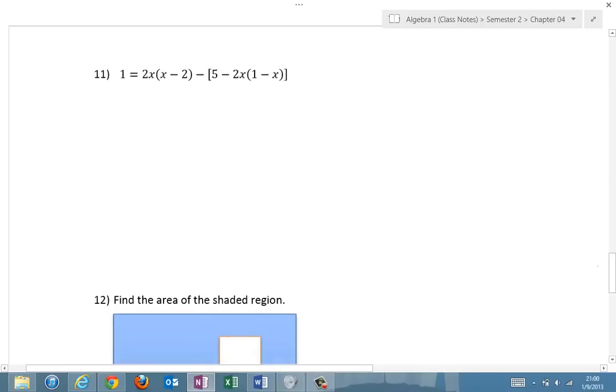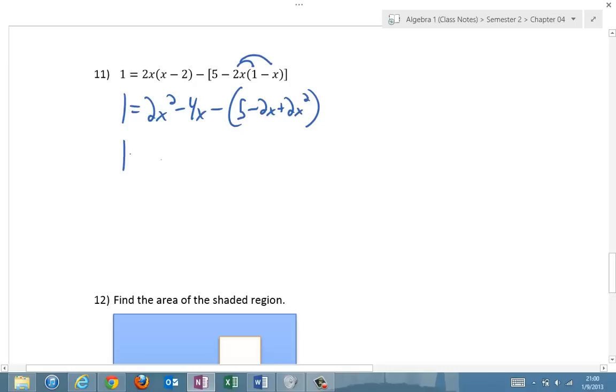Number 11, it's 1 on the left side, so no simplification there. I'm just going to write 1 equals, then 2x squared minus 4x minus, okay, I've got to put the big parentheses here and work our way from the inside, so I'm still going to have 5 minus, but then 2x is going to distribute there, and then negative 2x times x, or negative x, is positive 2x squared.